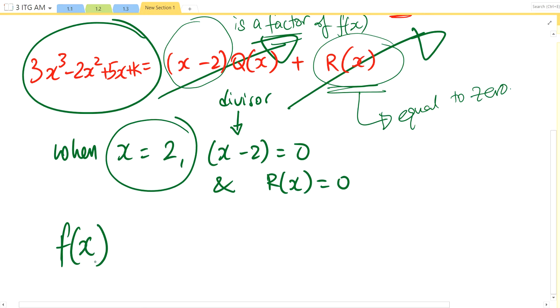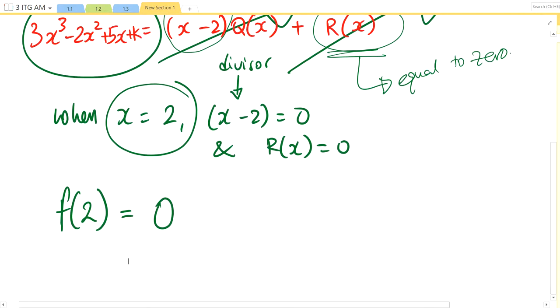For fx, when I sub x equals to 2, I will get 0. Normally, when I sub the value 2 inside the function, I should get a remainder, isn't it? Normally, I should, yes. But this time, what is the remainder? 0. That's why we have this, because it is a factor. Remainder is 0. I'm repeating the same phrases over and over again so that you can remember it.